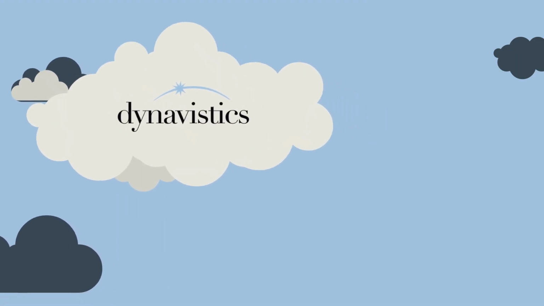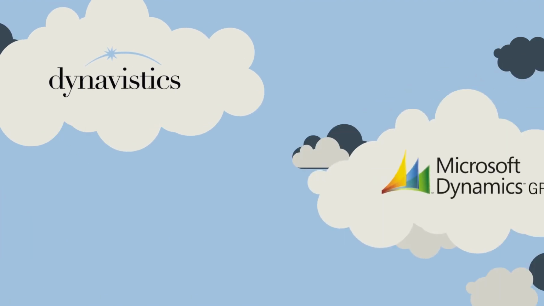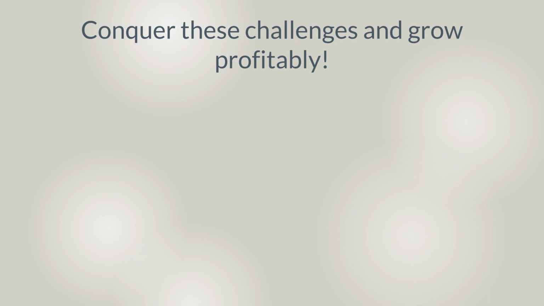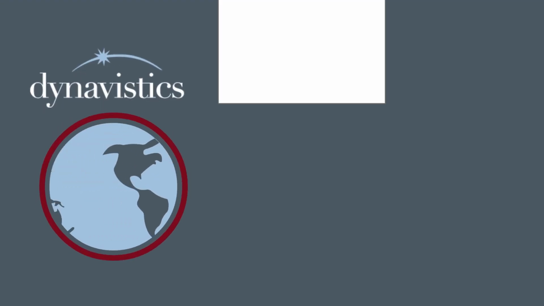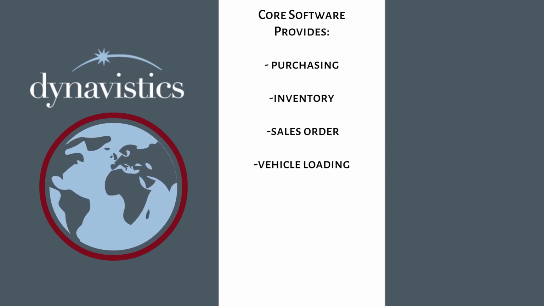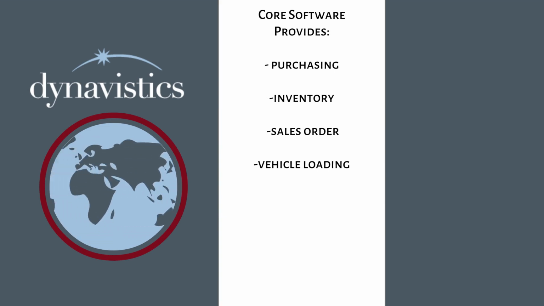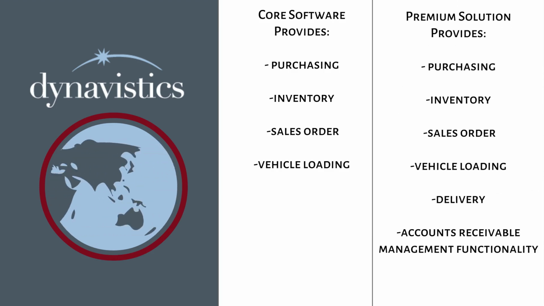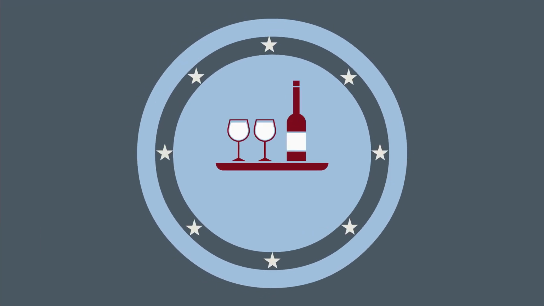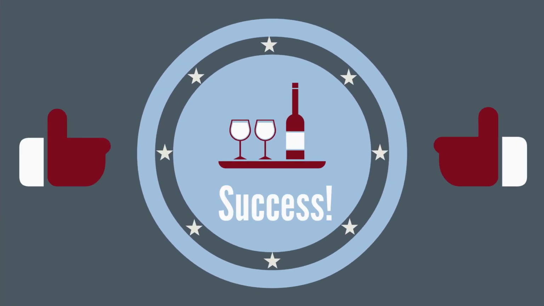Dynavistics offers a complete beverage, spirit, and wine distribution software solution from Microsoft Dynamics GP to help you conquer these challenges and grow profitability. Our core beverage, spirit, and wine distribution software provides everything you'll need to manage purchasing, inventory, sales order, and vehicle loading. The premium solution also includes delivery and accounts receivable management functionality, giving you and your business the end-to-end technology solution and significant competitive advantage in the wine industry.